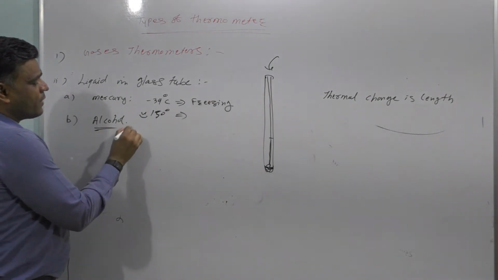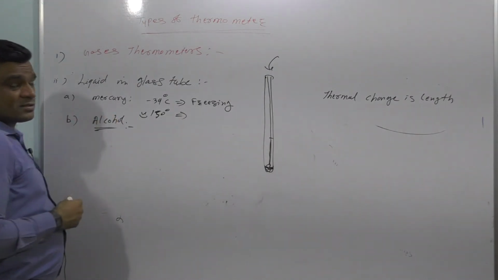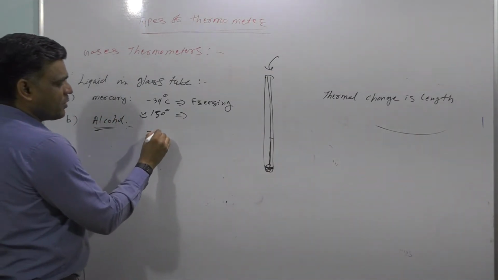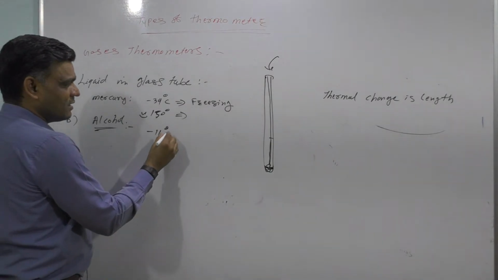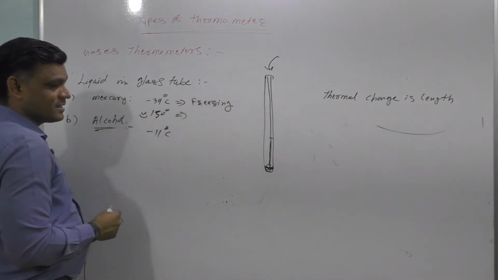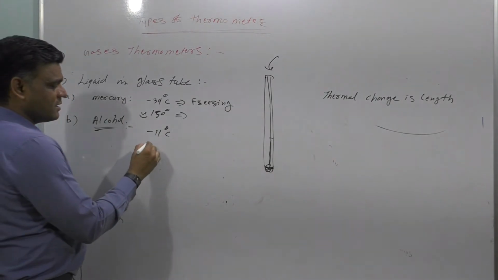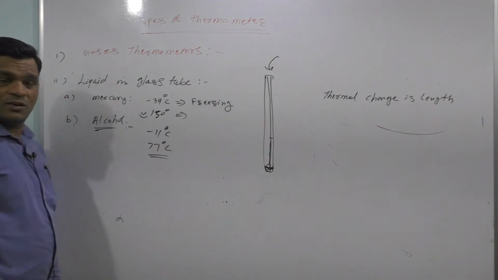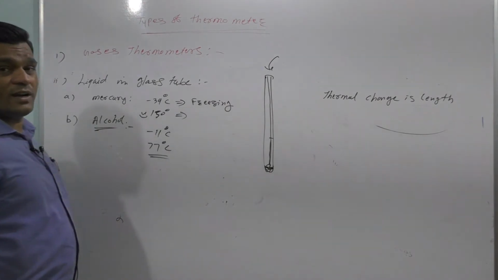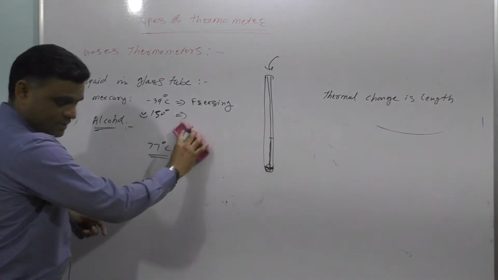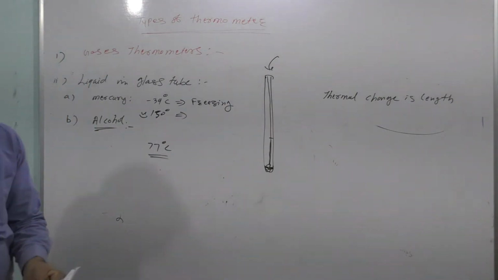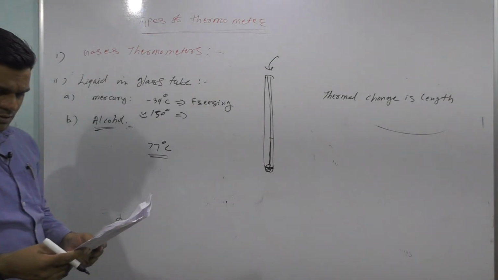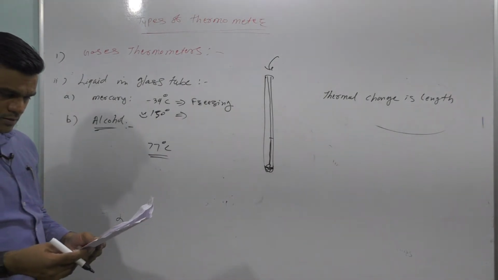Similarly, in the case of alcohol, the freezing temperature is approximately minus 11 degrees Celsius, and the boiling point is about 77 degrees Celsius. So we can easily find out. Sorry, one minute. The minus term means the freezing point is very low.